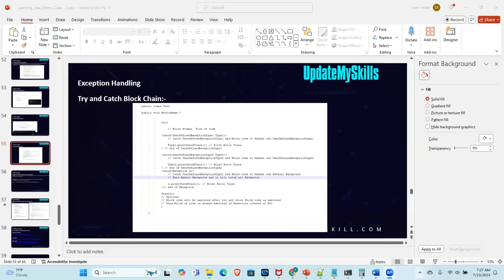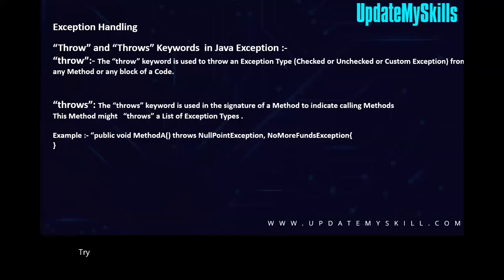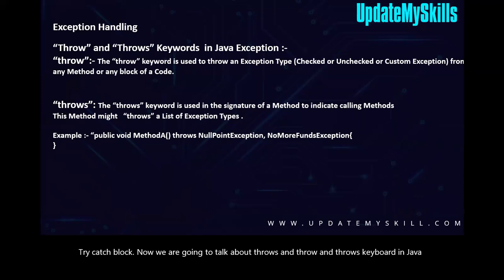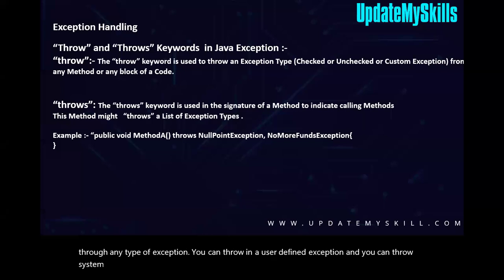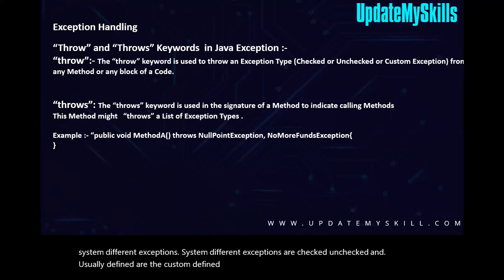So as of now, we talked about the try catch block. Now we are going to talk about the throw and throws keywords in Java exceptions. What are throw and throws? Throw is a keyword you use to throw any type of exception. You can throw a user-defined exception and you can throw system-defined exceptions. System-defined exceptions are checked and unchecked exceptions. User-defined are custom exceptions.